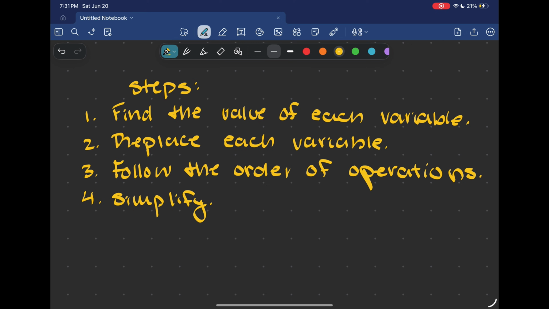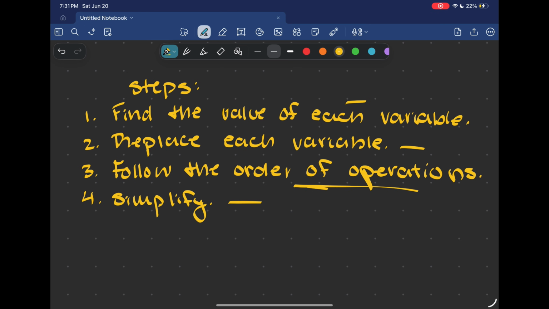Whenever you see a variable with a value, remember these 4 steps. First, find the value that you've been given. Next, replace every occurrence of that variable. Third, follow the order of operations. And fourth and finally, simplify until you have your answer.